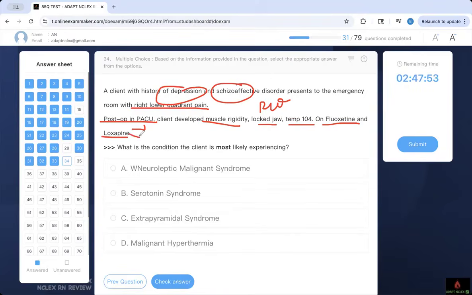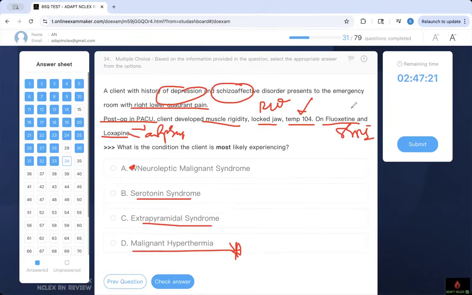He is on an antipsychotic and an SSRI. He had surgery. After surgery, he has temperature 104, locked jaw, muscle rigidity. Does this tell you this is NMS? Is this serotonin syndrome? Is this extrapyramidal syndrome or malignant hyperthermia? If it's malignant hyperthermia, I will not tell you that the patient takes those medications.